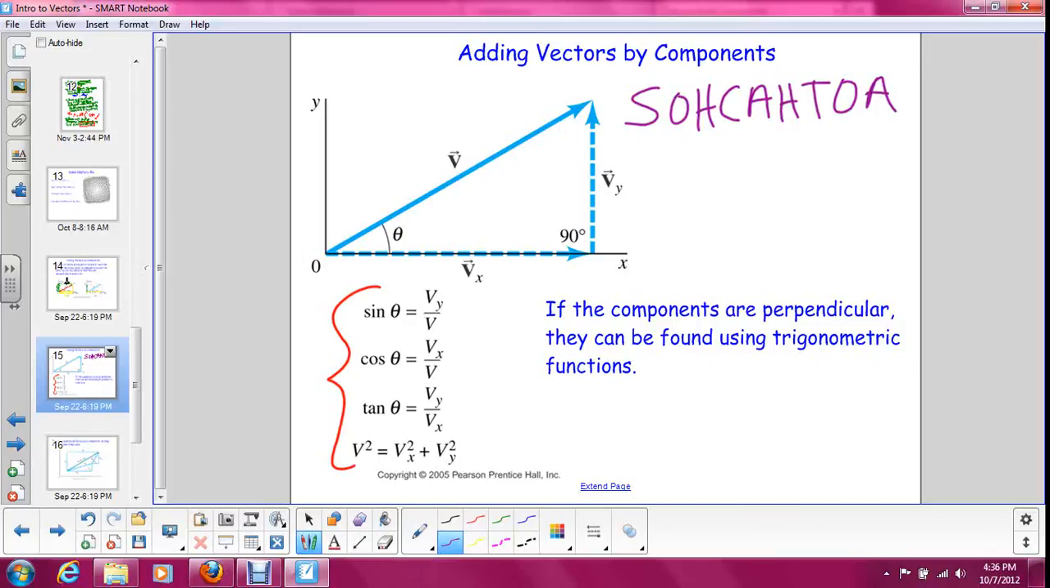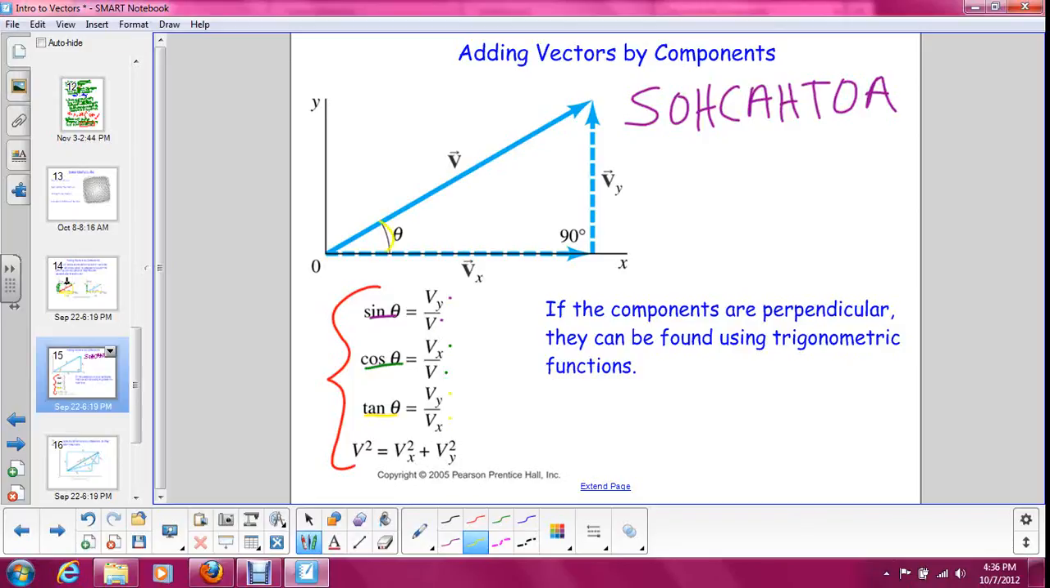SOHCAHTOA. So that means the sine of any angle is the opposite over the hypotenuse. The cosine of any angle is adjacent over hypotenuse. And the tangent of any angle is the opposite over adjacent.